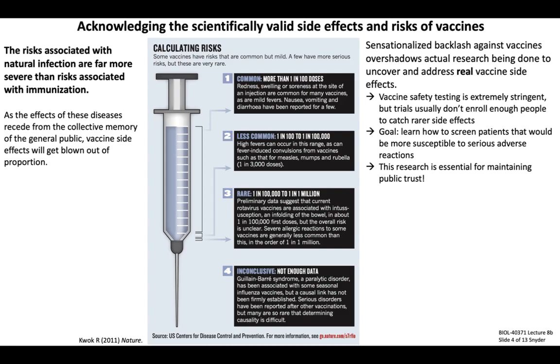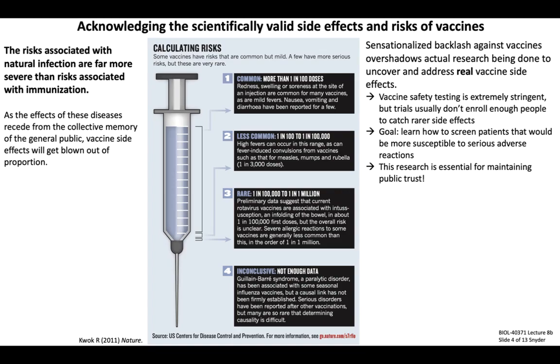Aside from public health harm, the recent backlash against vaccines also overshadows actual research that's being done to understand scientifically valid side effects of vaccines. This infographic sums up different types of vaccine side effects, ranging from more common ones at the top of the graphic versus rare or inconclusive effects at the bottom.